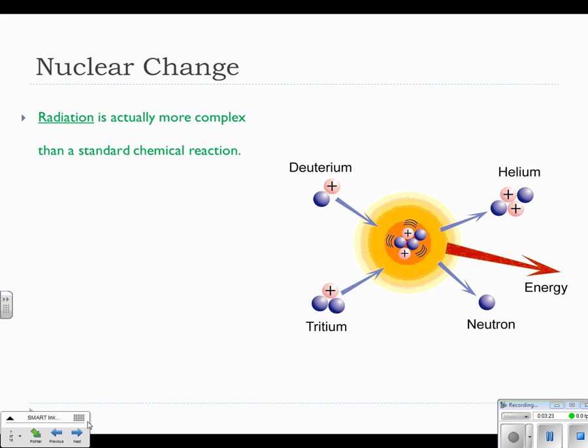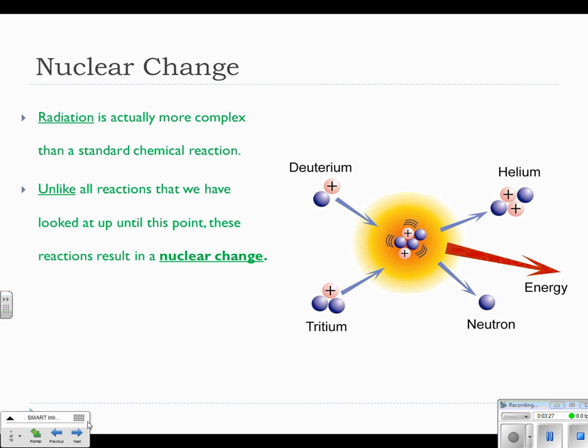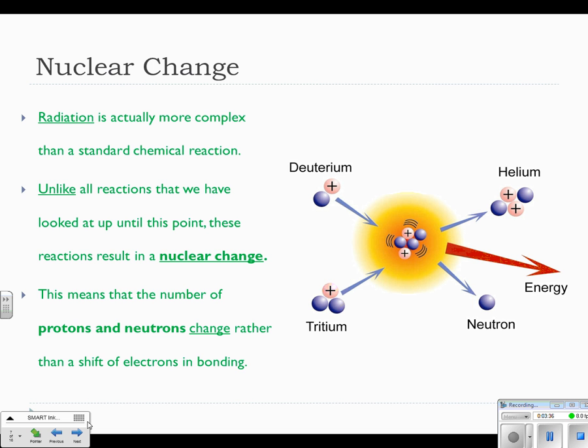So it's a nuclear change. It's more complex, like I said, than a standard reaction. So unlike all reactions that we've looked at until this point, there's a nuclear change. So the protons and neutrons actually change instead of just the electrons. Okay, so normally in a chemical change, the electrons shift due to bonding. Here the protons and neutrons in the nucleus actually change. Some of them actually leave or are added.